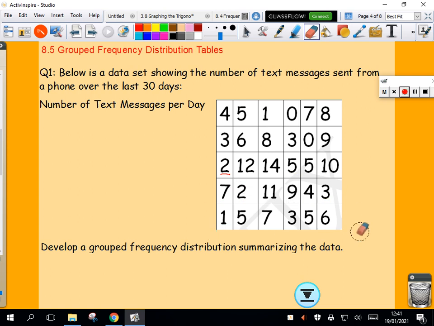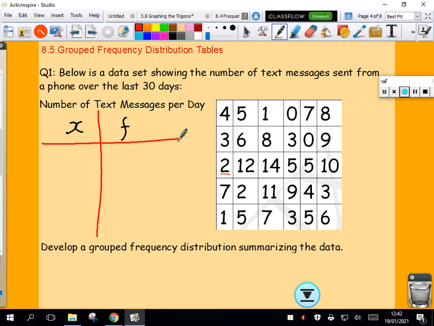So below is a data set showing the number of text messages sent from a phone over the last 30 days. So on day 1 there was 4 messages sent, on day 2 5, on day 3 1, on day 4 0, etc. I want to develop a grouped frequency distribution. Well, again, what we have always is our values for our random variable, which in this case will be the number of text messages, and then the frequencies, the number of times that number will appear in the list.